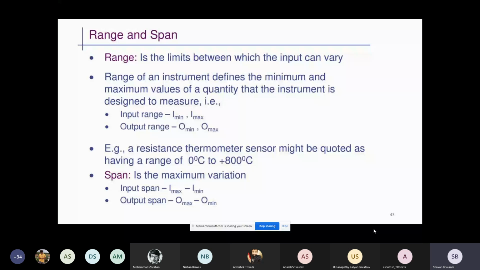So whenever I ask you to tell me the range, you have to tell the lower limit and the upper limit. For example, 0 degree centigrade to 100 degree centigrade.